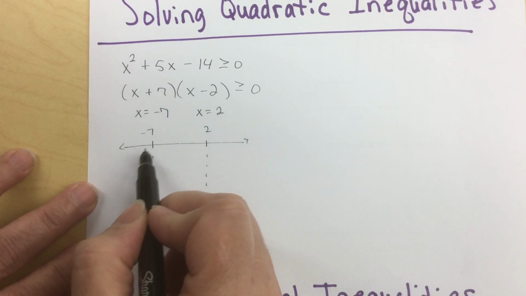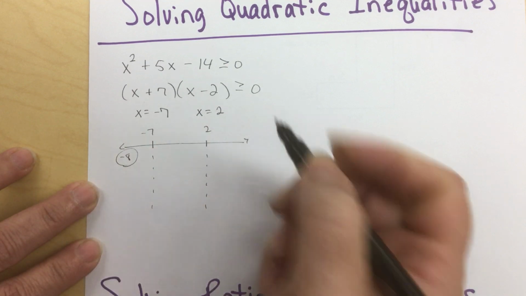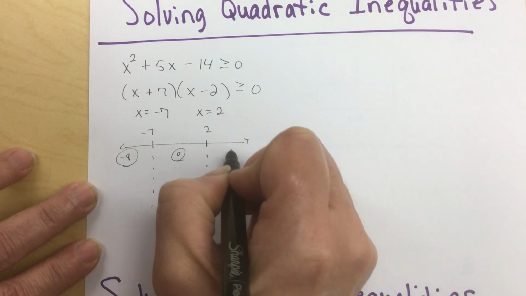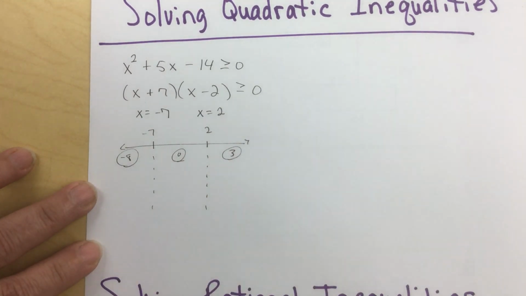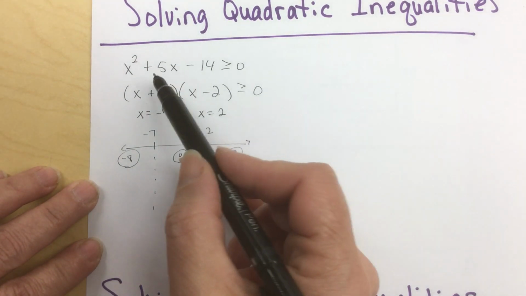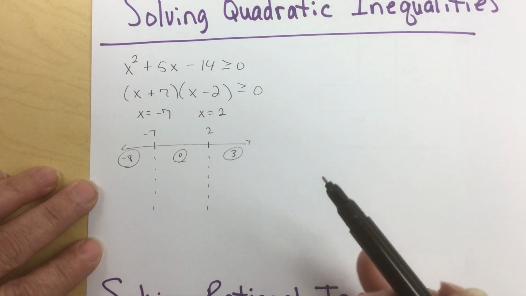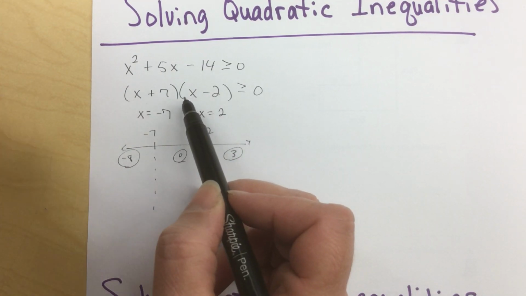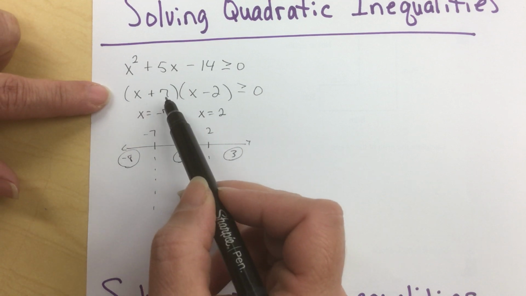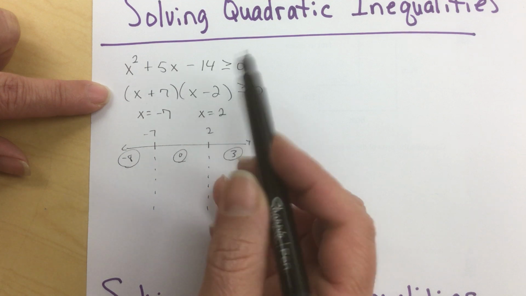So you pick a number in each section. So I'm going to just pick -8, I'm going to pick 0, and I'm going to pick 3. Okay? So now you take these numbers and you test them. You plug them back into the quadratic and you write down whether you get a positive or negative answer. Now, I would just plug it into these parentheses and decide if it's going to be positive or negative. I don't even need to get the number because I just want to know if it's positive or negative.